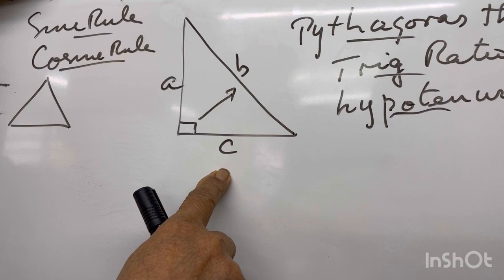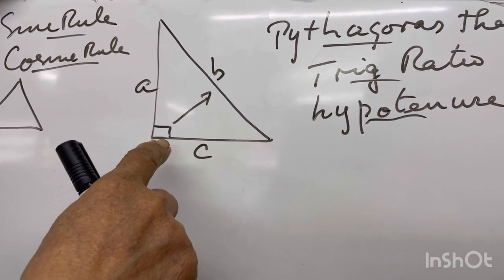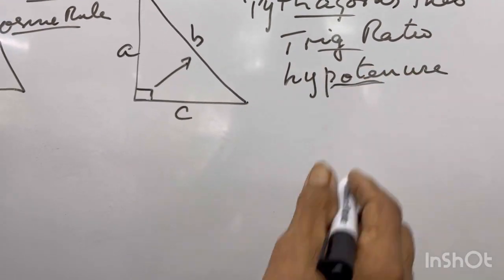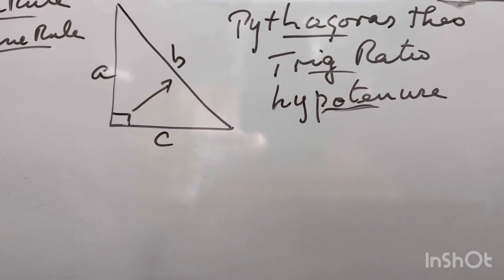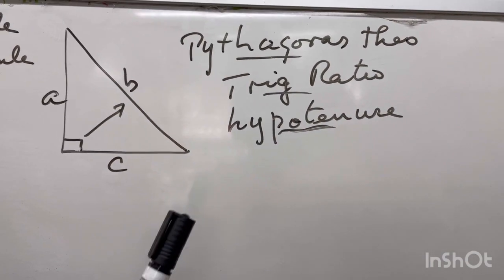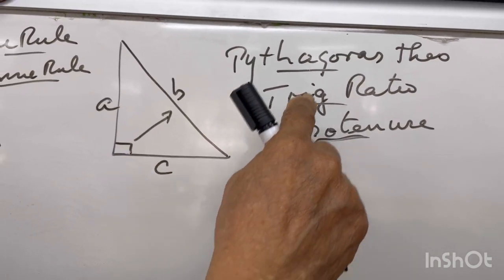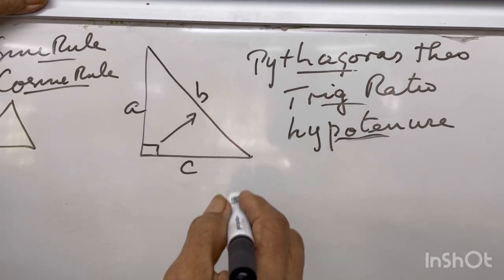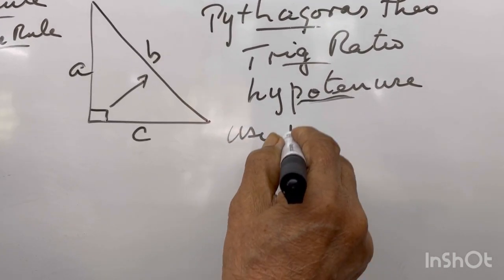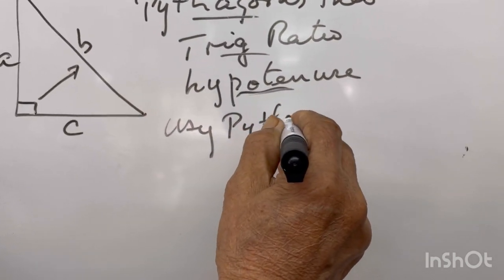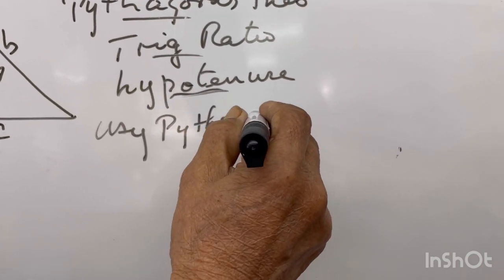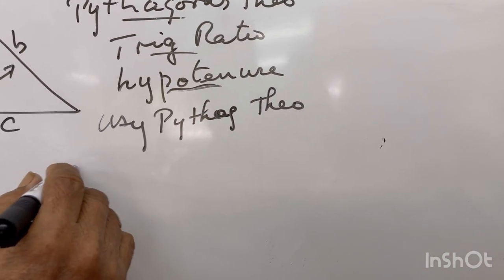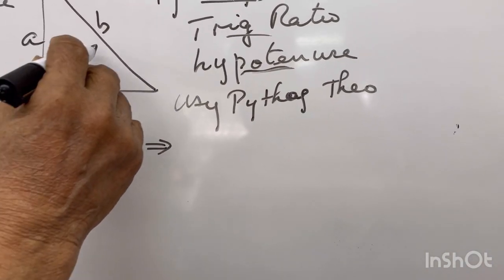In this case, I draw the triangle I have here. The side opposite the right angle is called the hypotenuse. And according to Pythagoras, if you're going to use my theorem, find the hypotenuse first. Okay, let's use it. Using Pythagoras theorem, it implies find the hypotenuse first.